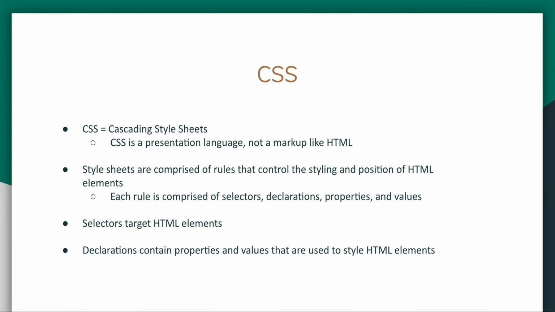So basically, if we have a paragraph and we have text in that paragraph, a style sheet is going to tell the website, okay, we want it this size font, this style font, this color font. So it's all about how the HTML elements are going to visually appear on your website. And then style sheets are comprised of rules. The rules are then comprised of selectors, declarations, properties, and values. I'm going to show you an example on the next slide, but just before we get there, selectors target HTML elements, and declarations contain the properties and the values that are used to style the HTML elements. So I'm going to show you an example right now.